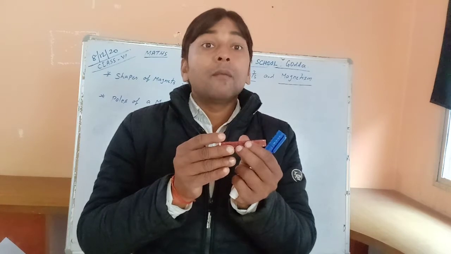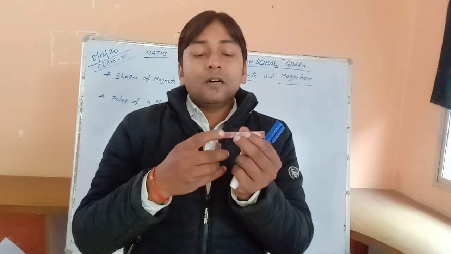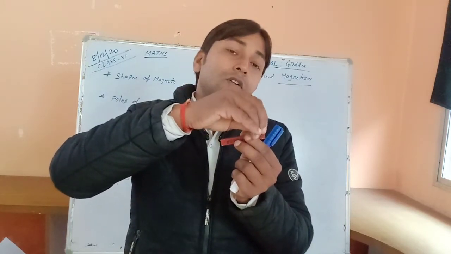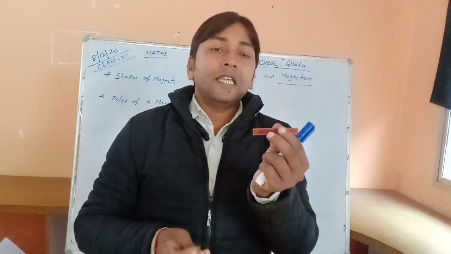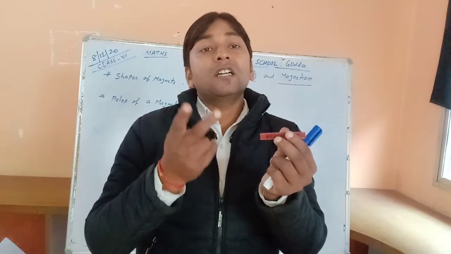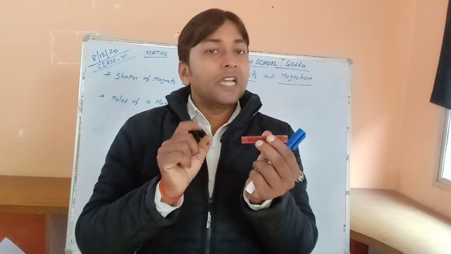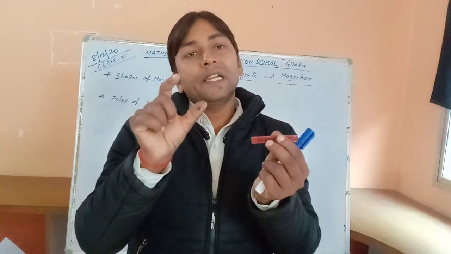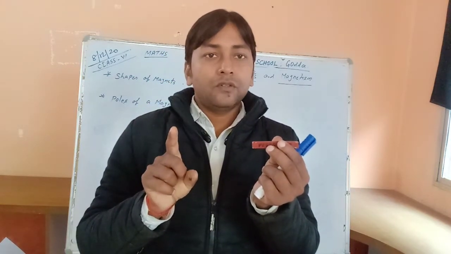What is a magnetic pole? This is one magnetic pole here, and another is this end. So how many magnetic poles are there? There are two magnetic poles on a magnet. They can't be separated. Each magnet has two magnetic poles.